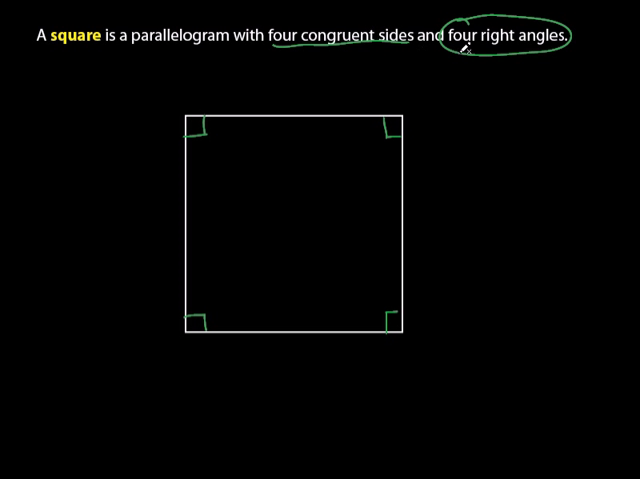Now remember, we did the definition of a rectangle, I think the last lesson. It said a rectangle is a parallelogram with four right angles. So look what a square is. A square is kind of a combination of everything. It's a parallelogram, it's a rhombus, and it's a rectangle. So all the stuff that's true about a rectangle is true about a square. All the stuff that's true about a rhombus is true about a square. And all the stuff that's true about a regular parallelogram is also true on a square.